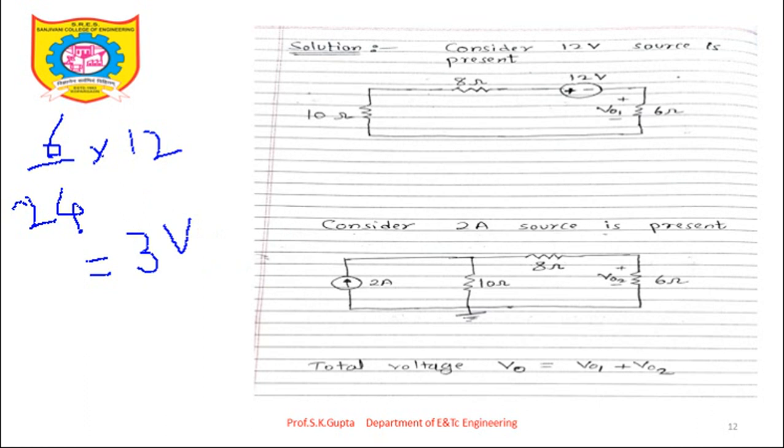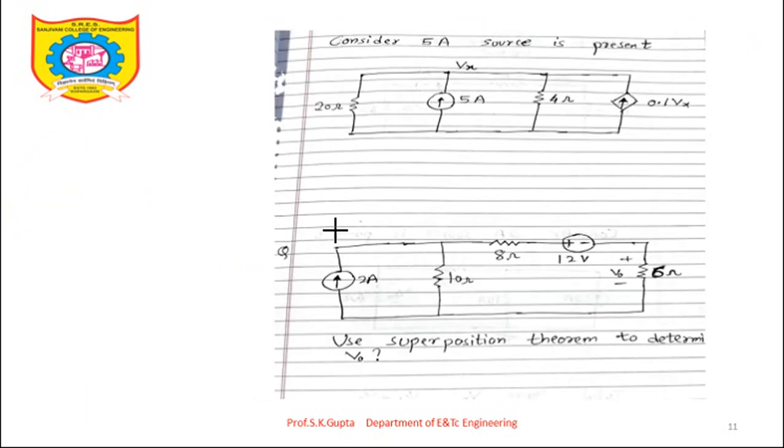Now case number 2. Consider this 2 ampere source is present and this voltage source is turned off. Turned off means it is replaced by a short circuit. So this is the way my circuit will look like. So here it is a short circuit. Okay. Now this 8 ohm plus 6 ohm are in series. So 8 plus 6, sorry, 14 ohm. And this 10 ohm. These two are in parallel. 10 ohm and 14 ohm are in parallel.